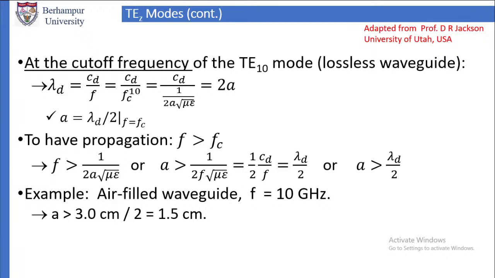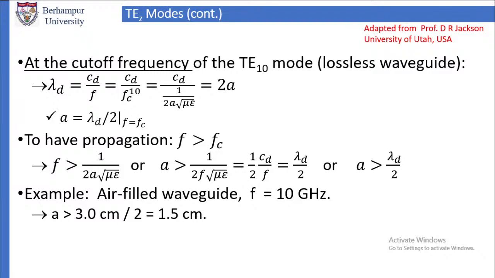So it implies 1 by 2 into CD by F is 1 by 2F root mu epsilon, that is equal to 1 by 2 remains as it is, F remains as it is, 1 by root mu epsilon is CD. So that is 1 by 2 CD by F. Now CD by F is equal to lambda D. Therefore, that is equal to lambda D by 2. So A is greater than lambda D by 2. A has to be greater than or equal to lambda D by 2. For propagation to occur, A has to be greater than or equal to lambda D by 2.